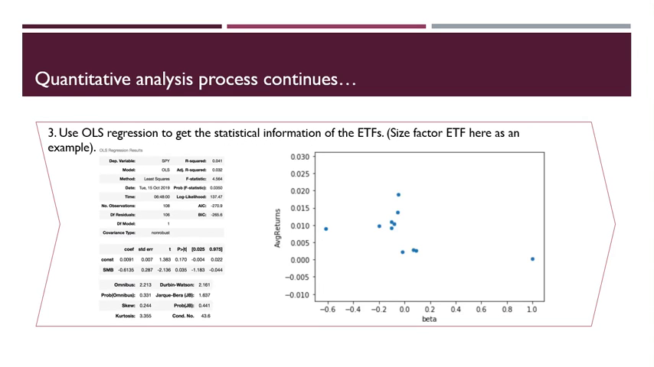We did the OLS regression to get the statistical information of each factor's ETFs, such as alpha, beta, and the expected return. Here is an example of statistical information we got from a size factor ETF. And this is a scatter plot that shows our size factor ETFs with different average return and beta.